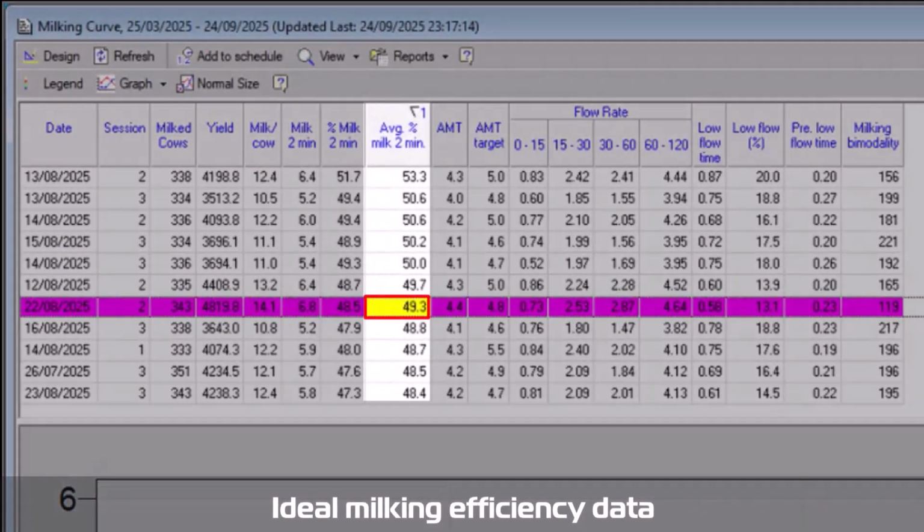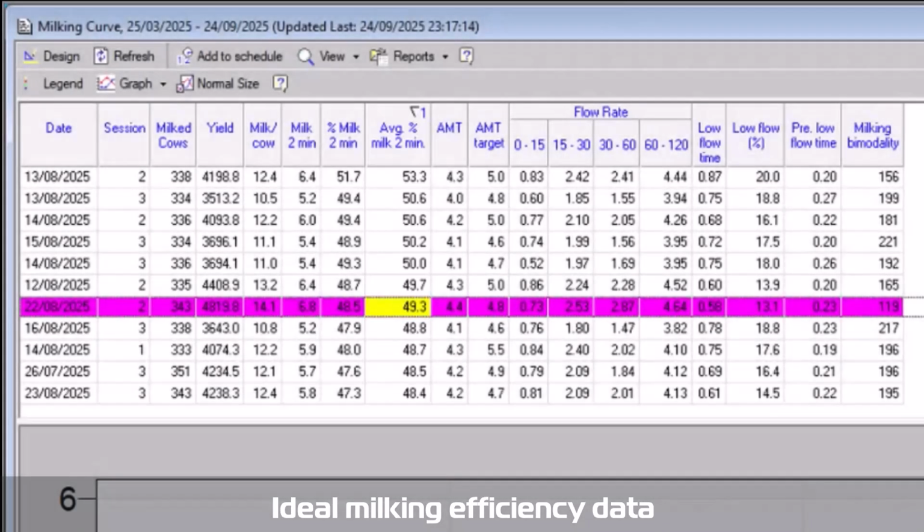In this example, we can see that the average percentage of milk harvested during session 2 was above the 45% goal. This means that, on average, almost half the milk was harvested within the first 2 minutes of cups attachment. This is an excellent result.